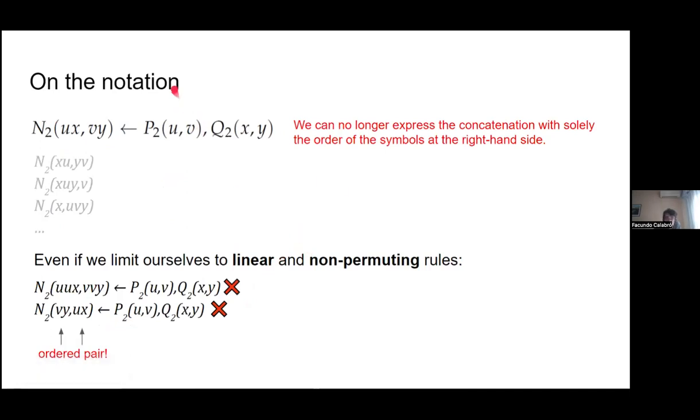Okay, so a little comment. Now we can no longer express the concatenation with only the order of the symbols at the right-hand side. Well, we just saw this, but we have to limit ourselves to linear and non-permuting rules. So we have to respect the order of our pairs of strings, right? This is what non-permuting means.